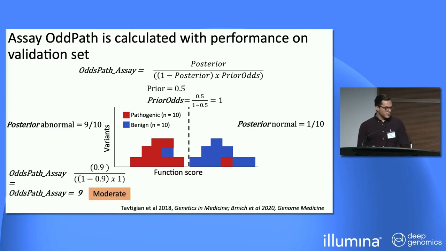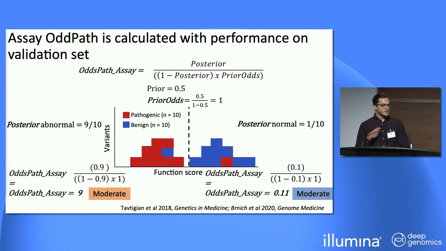So for the functionally abnormal class, this solves to 9, which is now a moderate strength of evidence for variants measured to be functionally abnormal in the assay. And then on the functionally normal side, we get an odds path of 0.11, which is also moderate strength of evidence, this time for a benign interpretation for any variant in this assay that scores as functionally normal.